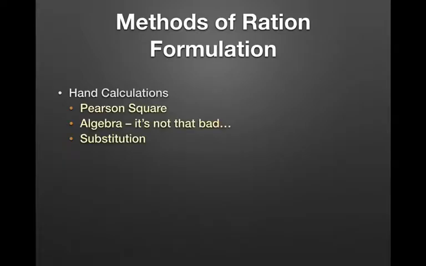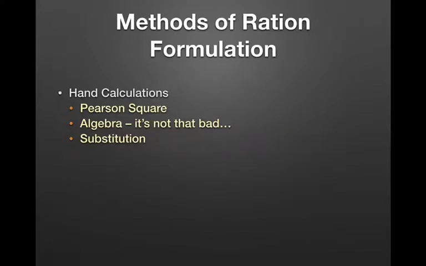Like I mentioned earlier, we're going to start off with some hand calculations. We're going to do 3 methods. One's the Pearson square, which is what we're going to be doing the first week. The second is algebra. Don't freak out on me. This is where we actually learn that algebra has a purpose and makes sense in an applied setting. It's not that bad, totally doable. And then we're also going to work through what we call a substitution method, which is kind of like trial and error. The substitution method is really good when you have to supplement grazing cattle. It works really well in that type of setting, but you can also balance rations using the substitution method.